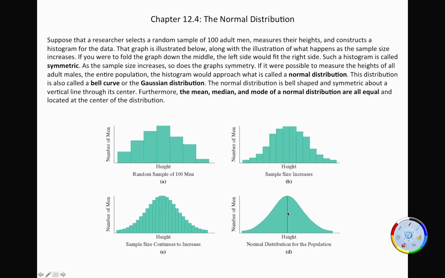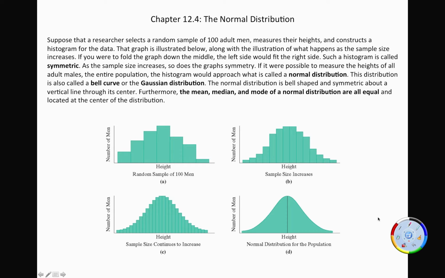Okay, think about what it means to be the mode. It would be the highest point on our graph, so this is obviously the mode. The mean is the average, and if your distribution is symmetric, then that falls right in the middle. It's kind of the balance point, if you will. And then the median is the value exactly in the middle, which again, if you're symmetric, would be exactly in the middle. So that means the mean, median, and mode of a normal distribution are all equal and located in the center of the distribution.